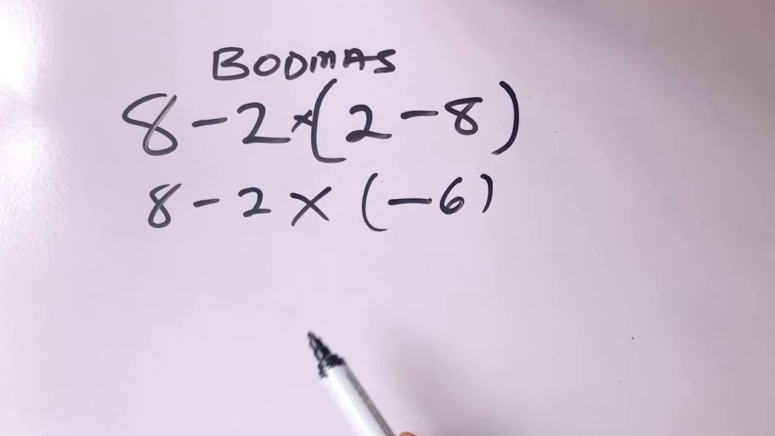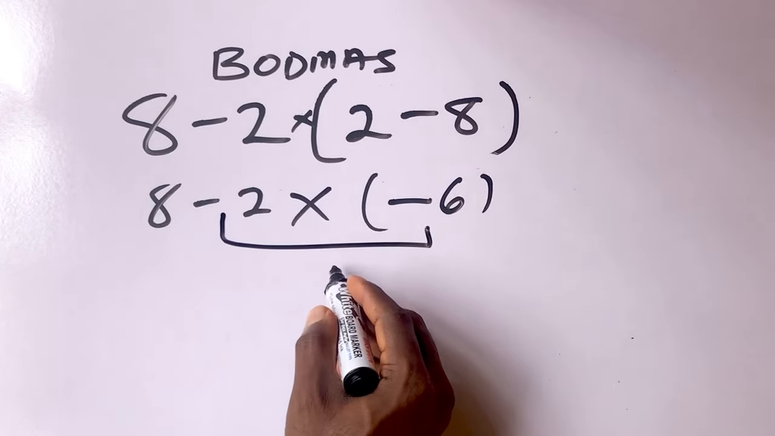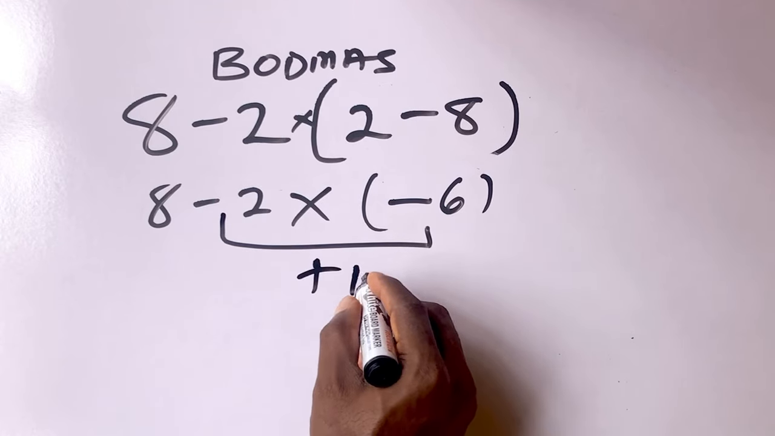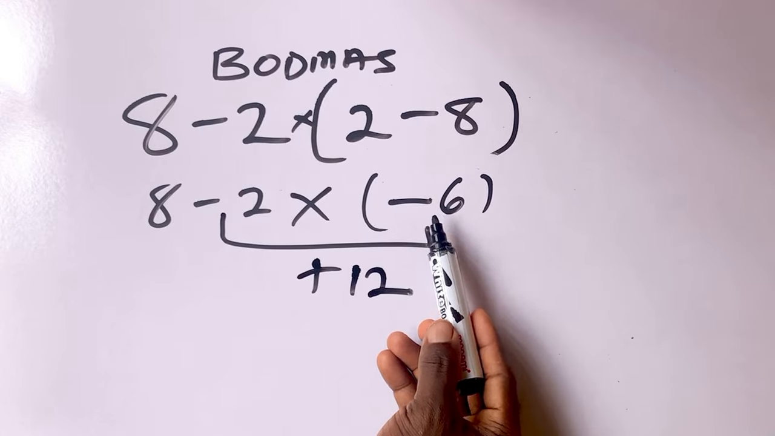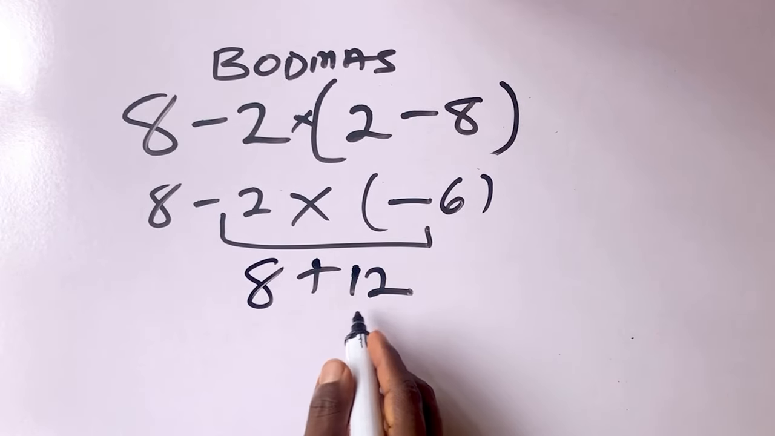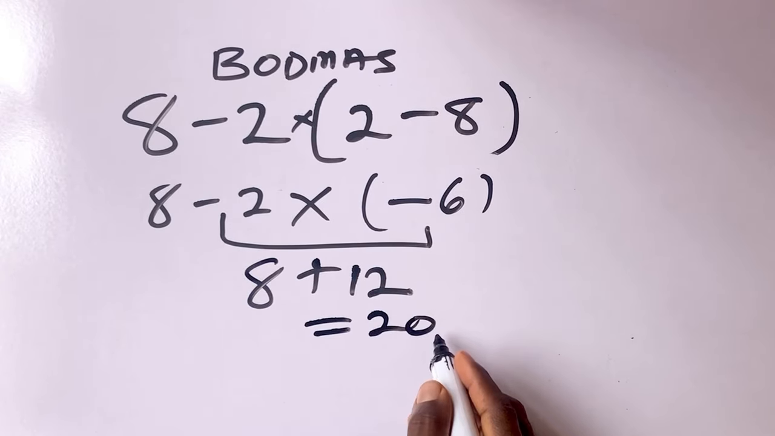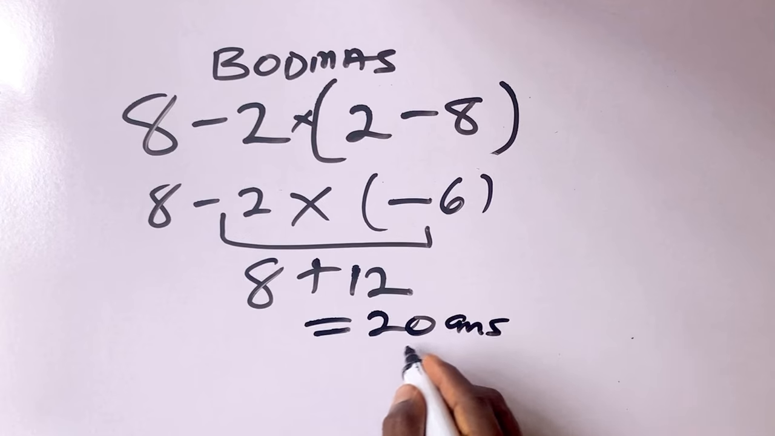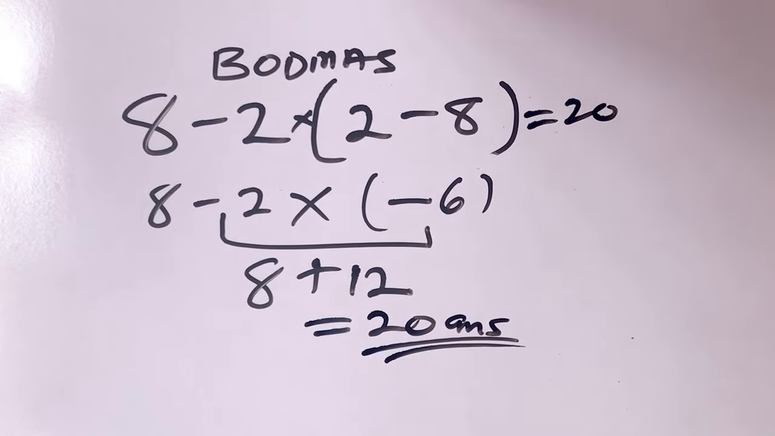So let's multiply. Minus 2 times minus 8 will give us plus 16. Minus 2 times minus 6 will give us plus 12. And 8 plus 12 will give us what? 20. This is our final answer. So our final answer is what? 20.